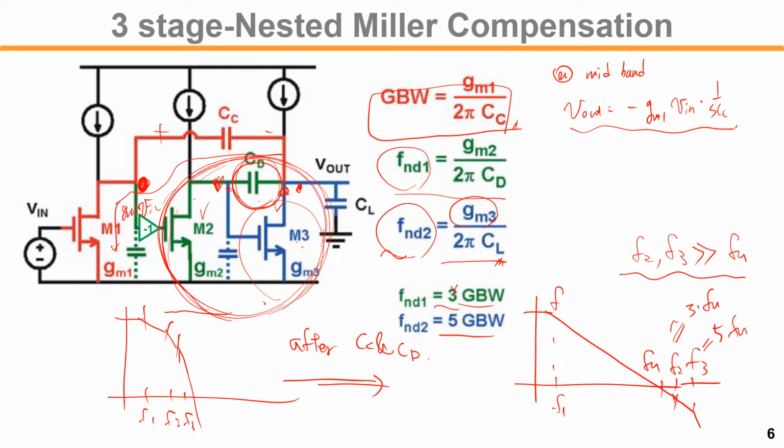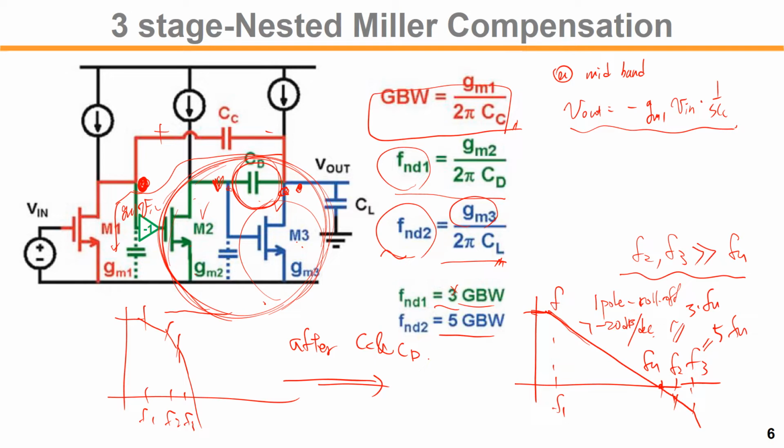Then it looks like it behaves up until FU. It looks like we keep the one-pole roll-off, right? Minus 20 dB per decade. In this way, we can have a stable amplifier inside the feedback.